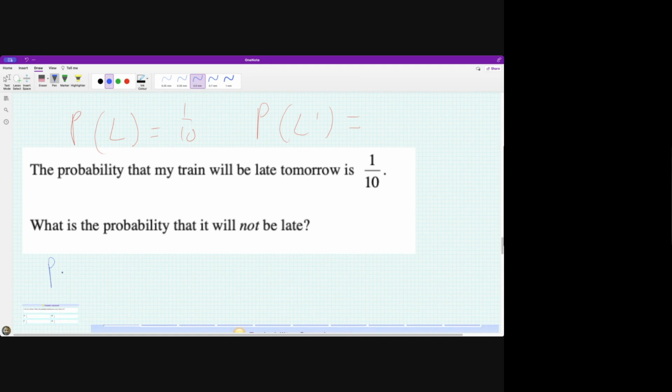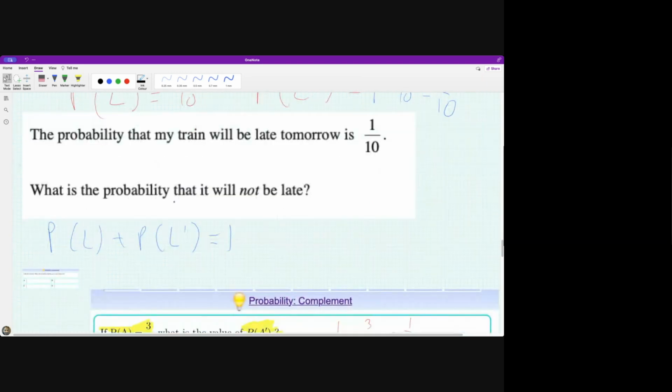We can also say that you'll either be late or you won't be late. So we know that those two together give you 1. How are we going to work out the probability of not being late? This little dash also sometimes means not. So the probability of not being late is just going to be 1 minus 1 over 10, which is 9 over 10. Okay, so these are just called complementary events, and that's just some language that we have.